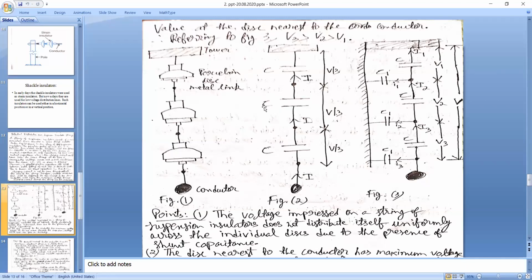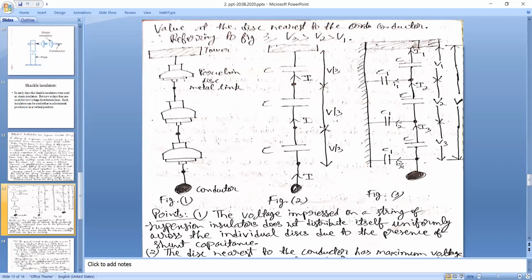Then the middle mutual capacitance C, across it also the voltage is V/3. This voltage is measured starting from the topmost metal link to the middle metal link. And between the topmost metal link and the middle metal link, there is your second capacitance, the mutual capacitance C. Okay, and then similarly, between the middle link and the bottom metal link, the voltage is also measured, which comes out to V/3, which is the voltage across this bottommost mutual capacitance C.